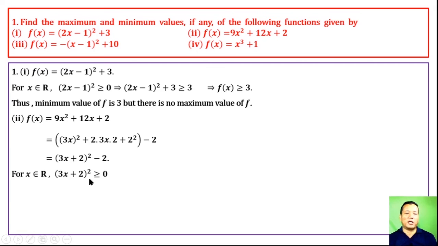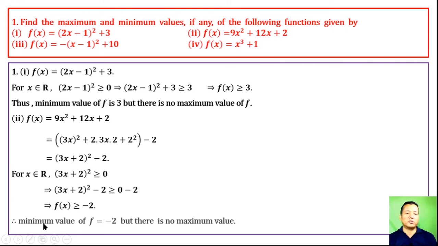Now subtracting 2 from both sides, the left side is f of x. F of x is always greater than or equal to minus 2. This shows that minimum value of f is only minus 2, but there is no maximum value.